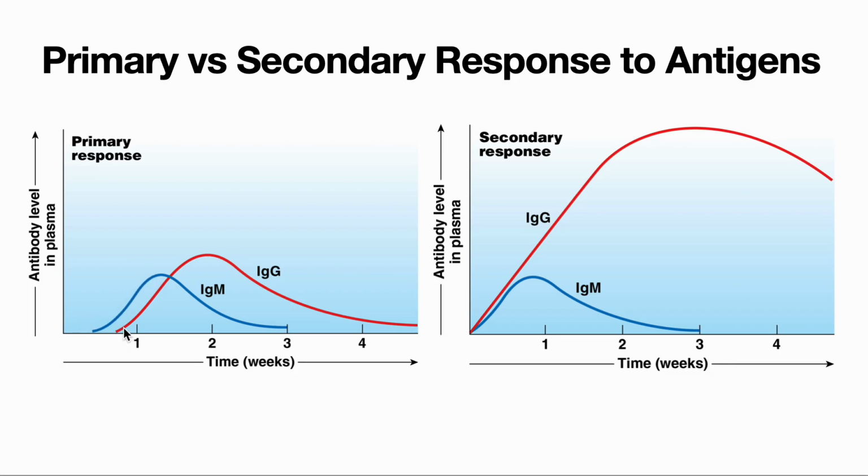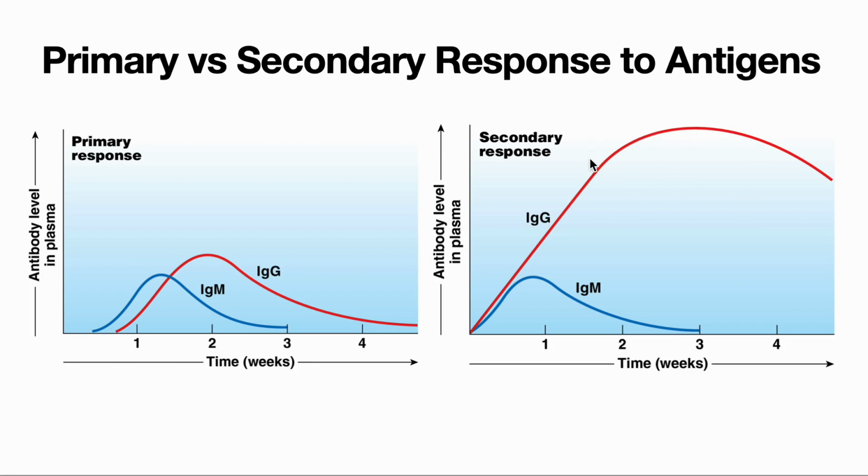And then right after that, we start to see a rise in IgG. And as IgG peaks, IgM is already falling off. But look what happens when we have a second exposure to the same antigen. Now, both IgG and IgM are going to increase, but IgM isn't ahead of IgG anymore. Instead, IgG is going to rise much more quickly. IgM will rise a little bit and then fall off, but IgG is going to have a really big response.